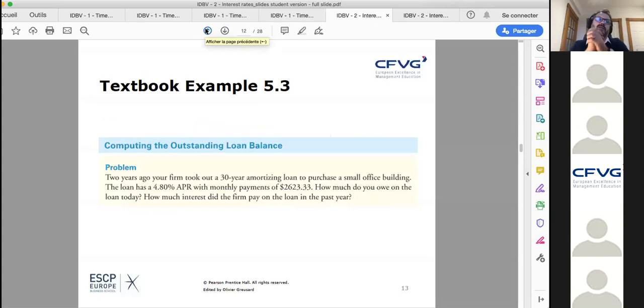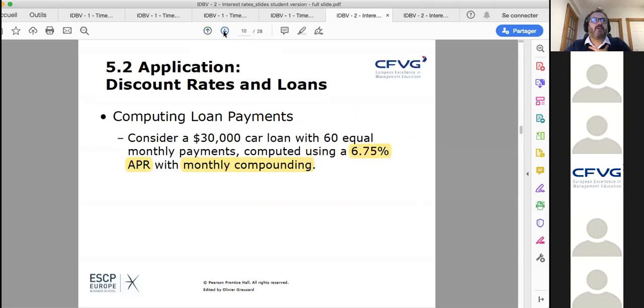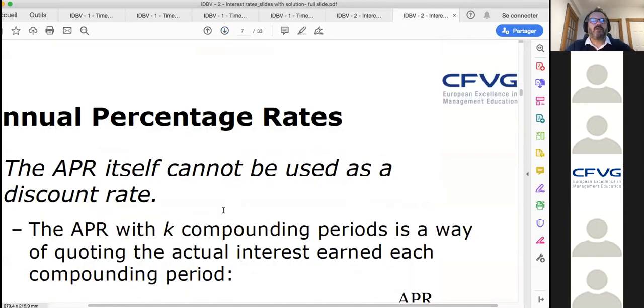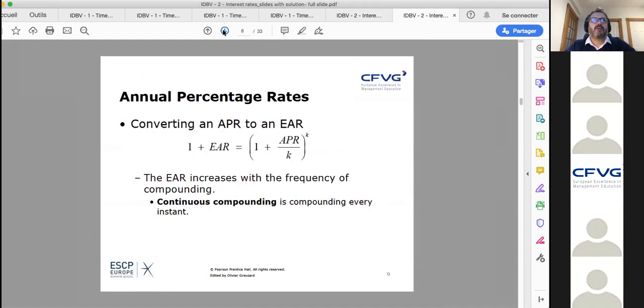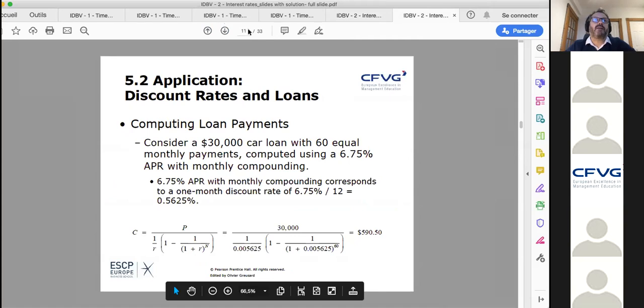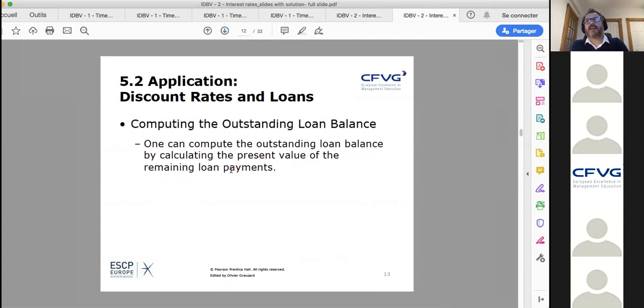Oh yes, and so we finish with this one. So, okay, just to check in the version with the solution. So we add it here, okay, 590. So now, and that's the last thing we can do, we can also compute the outstanding loan balance by calculating the present value of remaining loan payments.